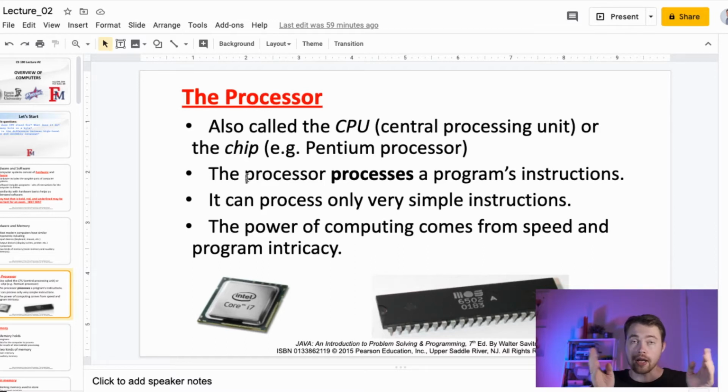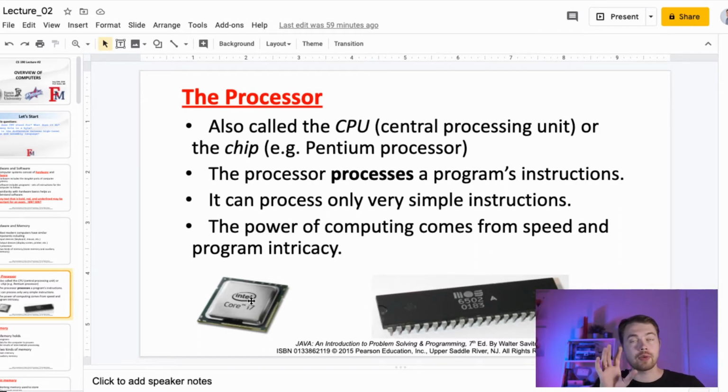Super simple instructions. However, the processor processes those instructions very, very quickly, right? And that's why you have that 3.94 gigahertz, which is the speed of the processor. So the bigger that number, the quicker the processor processes instructions. The power of computing comes from the speed and program intricacy. Here we have an Intel Core i7, and it's a very, very old chip.